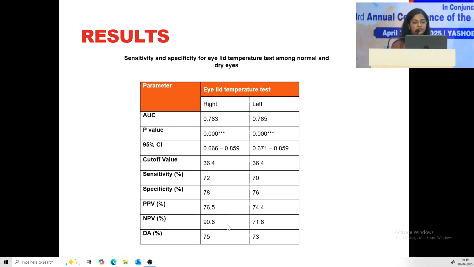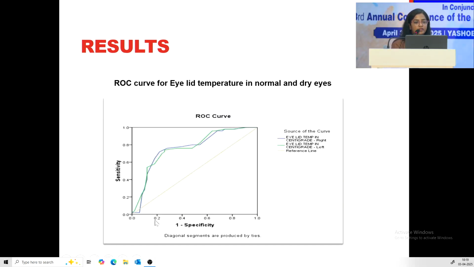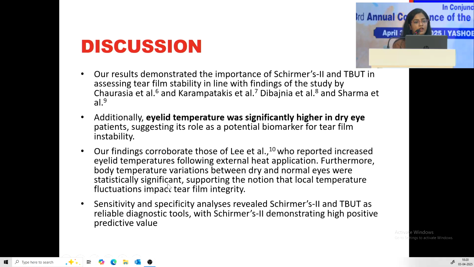An ROC curve was made for eyelid temperatures amongst normal and dry eye, and it was noted that the graph fell more on the sensitive side of the graph. In discussion, our results demonstrated the importance of Schirmer's and T-BUT in assessing the tear film stability, in line with the studies and findings by Chaurasia et al.